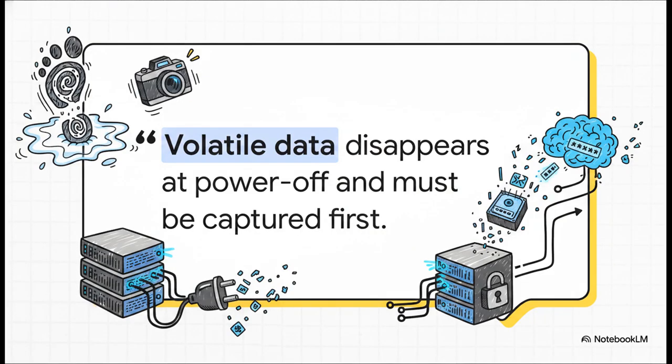Volatile data disappears the exact moment a machine is powered off. Think of it like a criminal leaving a perfect footprint in melting snow. If you don't capture it immediately, it simply vanishes forever. We're talking about running processes, temporary network connections, unencrypted passwords just sitting there in memory. If investigators pull the plug too early, all of that critical context is permanently erased.